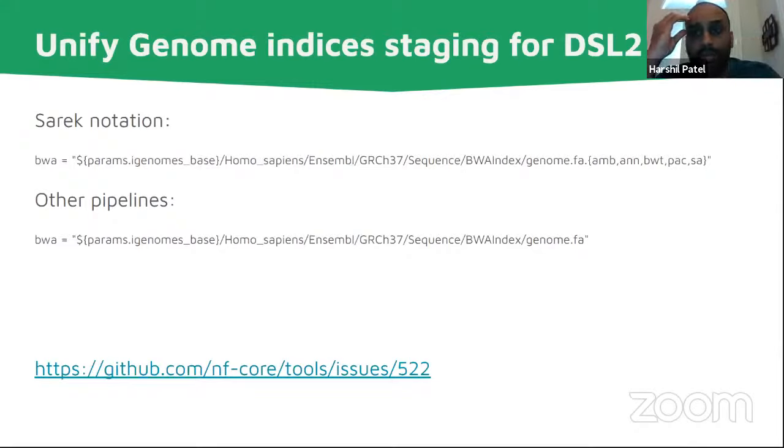Maxime does it by doing sort of a glob expansion for all of the files in the index that are actually required to be staged to run BWA. But the main thing for me with that is that users would have to provide exactly that syntax on the command line to provide their own index. And I've tried to keep things simpler for the user, arguably, and also not having to type on the command line.